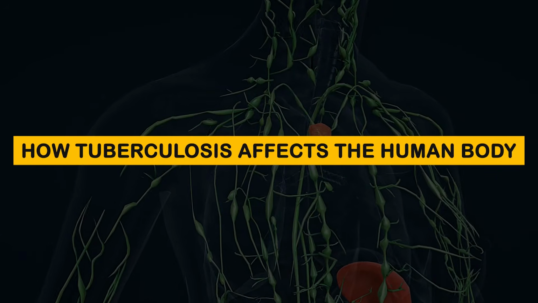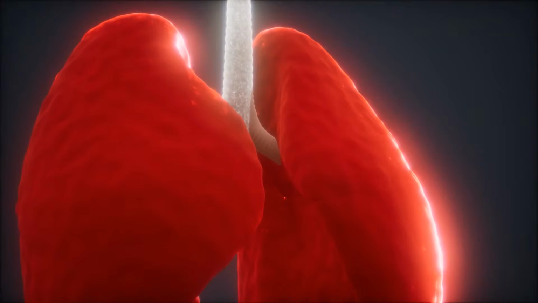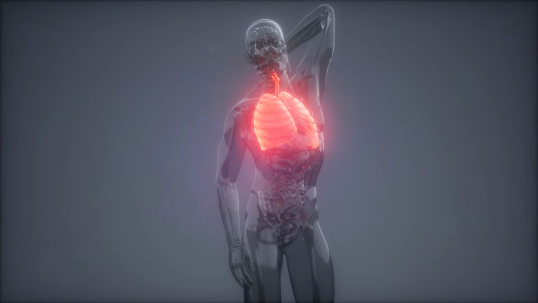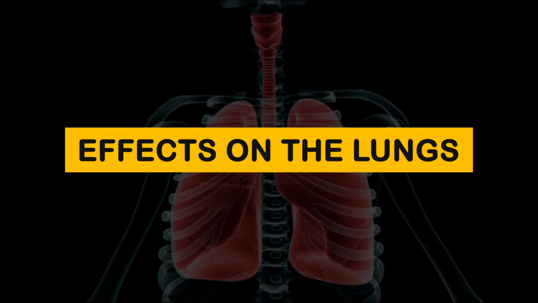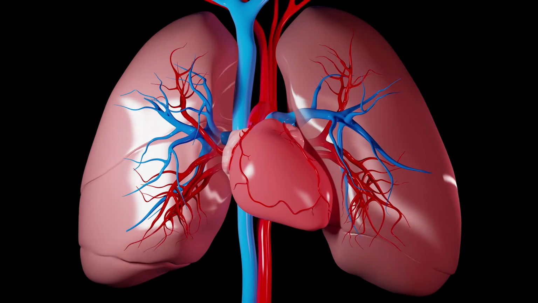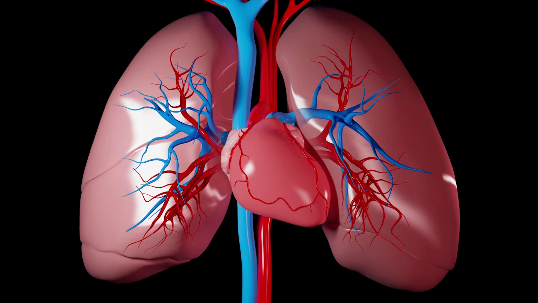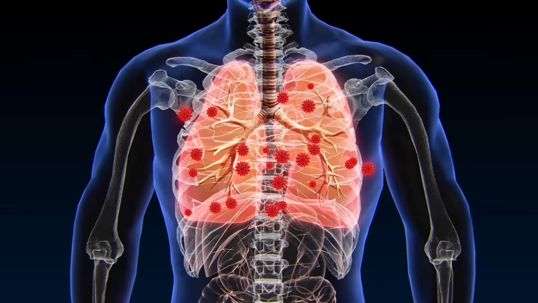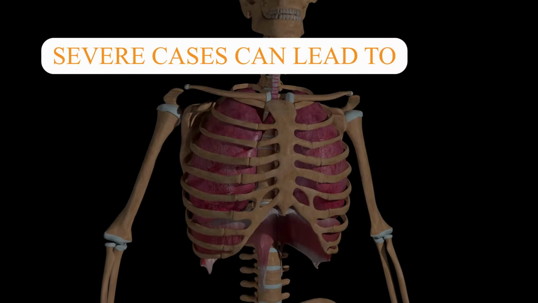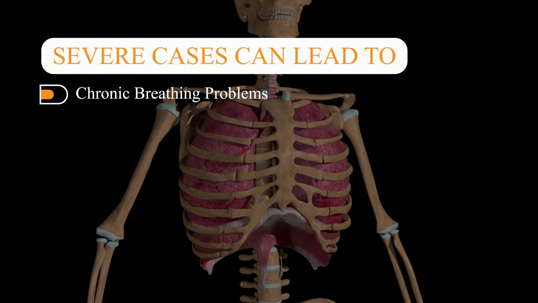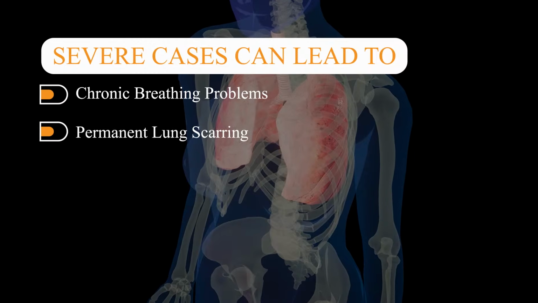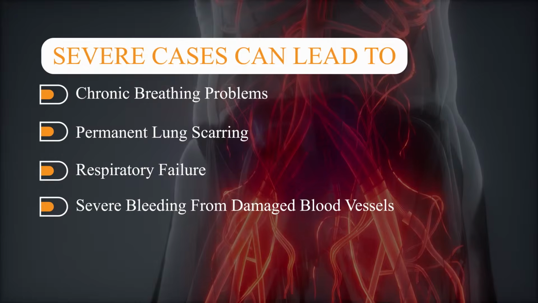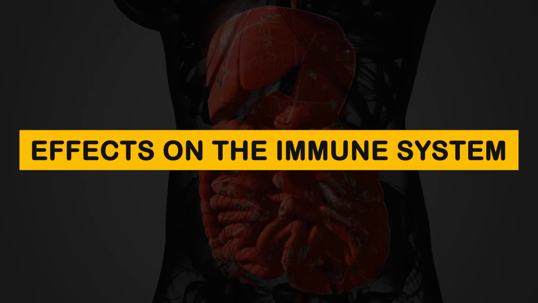How tuberculosis affects the human body. TB primarily damages the lungs, but its effects can be widespread. Effects on the lungs. In pulmonary TB, inflammation destroys lung tissue. Cavities may develop, reducing lung capacity and impairing oxygen exchange. Over time, severe cases can lead to chronic breathing problems, permanent lung scarring, respiratory failure, severe bleeding from damaged blood vessels.